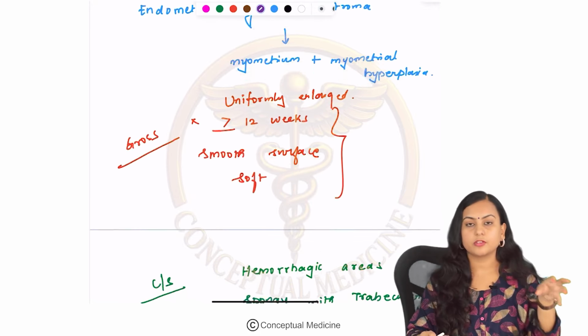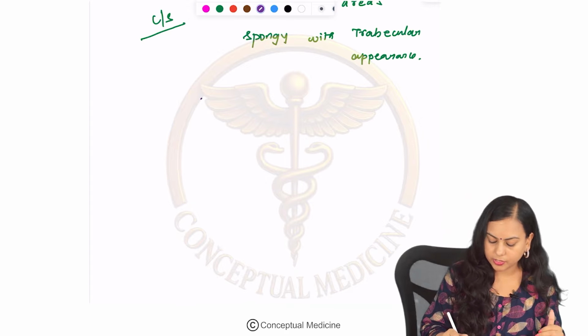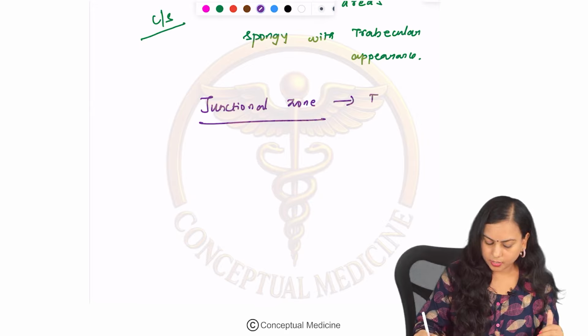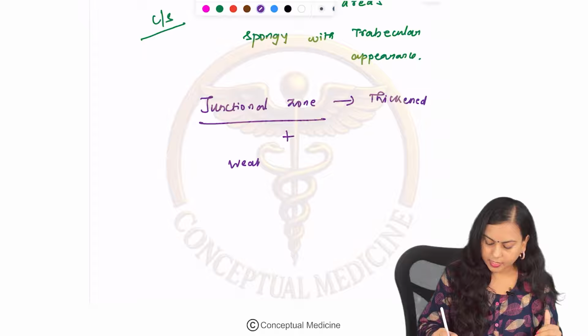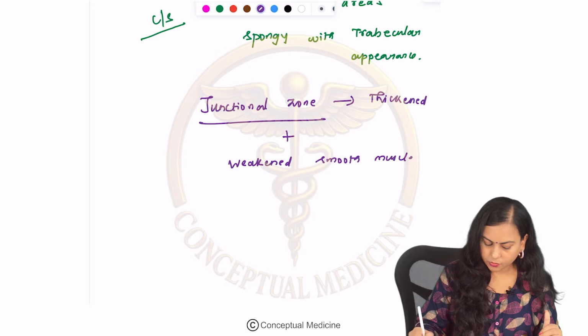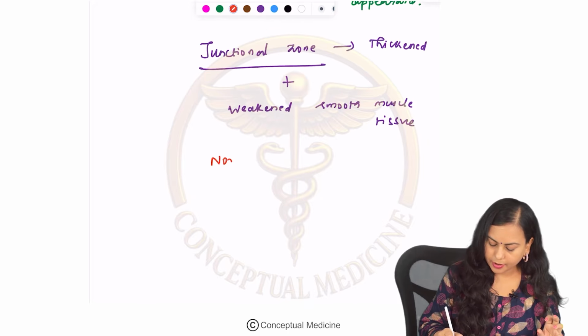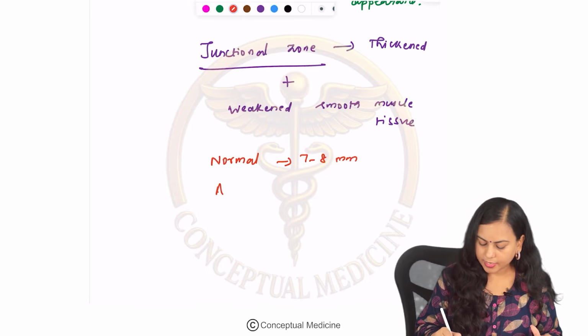Okay, right. Now, one more thing you have to notice, because the endometrial glands and stroma are coming to the myometrium and there is myometrial hyperplasia, the junction that is present between the endometrium and myometrium is called the junctional zone. Okay, junctional zone is going to be thickened, and there is also going to be weakened smooth muscle tissue. So normally this junctional zone will be around some 7 to 8 millimeter only, but in adenomyosis this will be more than or equal to 12 millimeter.